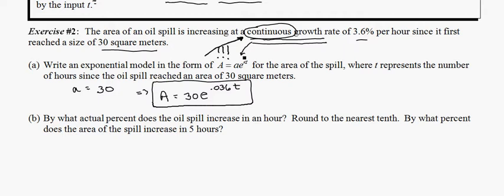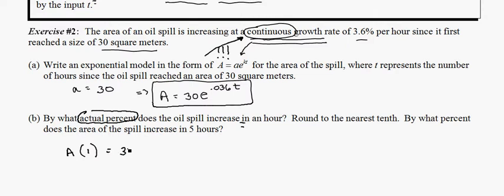Now, what's interesting is that, almost ironically, the fact that they say that it's growing at a rate of 3.6% per hour continuously doesn't actually mean that after 1 hour you've multiplied by 1.036. That's the weird thing. It doesn't actually mean that. Let's take a look at what actual percent the spill increases by in an hour. Well, one way to do this is to think about what we would have as a t of 1. What is the area after 1 hour?